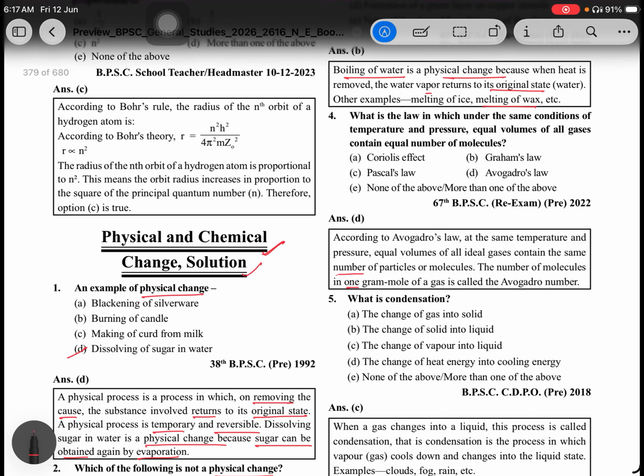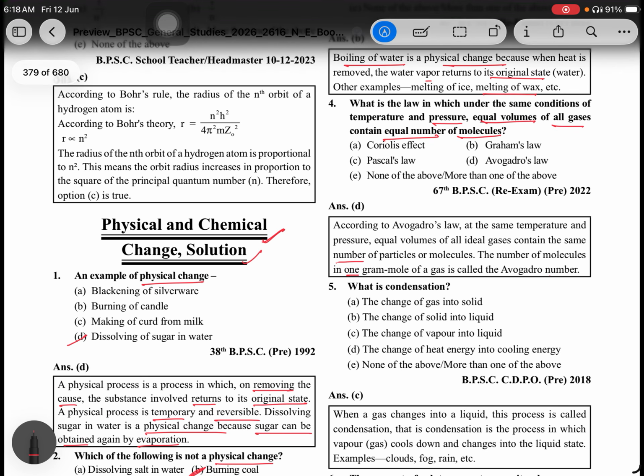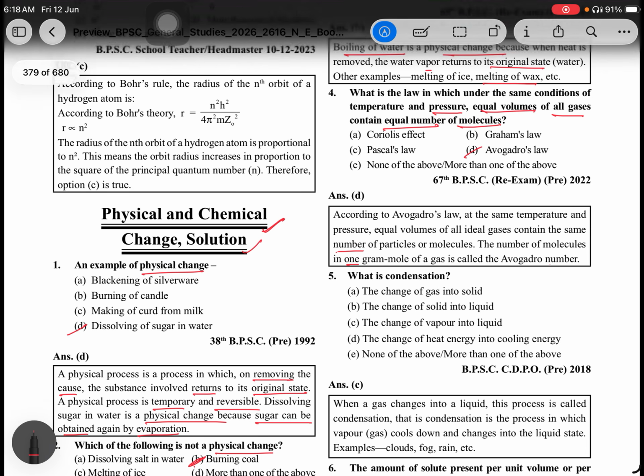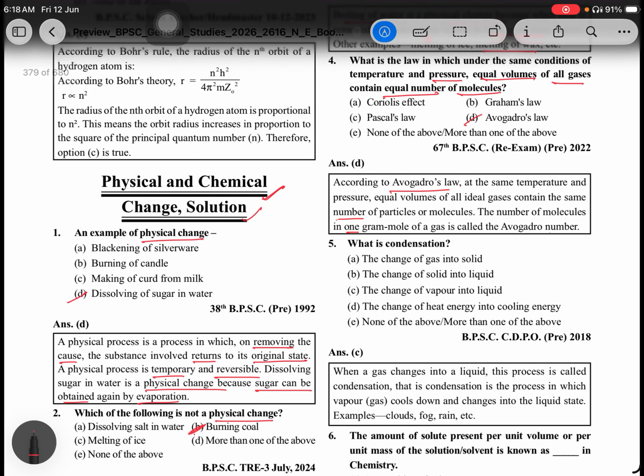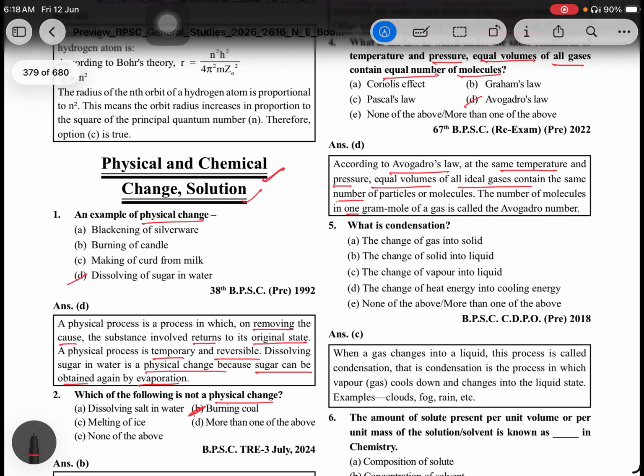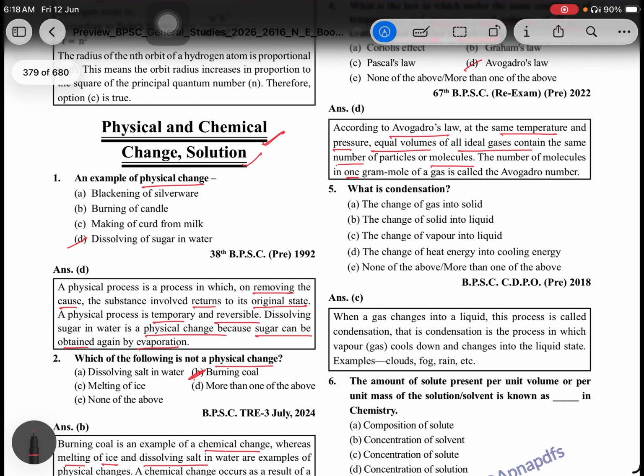What is the law in which, under the same conditions of temperature and pressure, equal volumes of all gases contain an equal number of molecules? That is Avogadro's law. Avogadro's law states that at the same temperature and pressure, equal volumes of ideal gases contain the same number of particles or molecules. The number of molecules in 1 gram mole of a gas is called Avogadro's number.